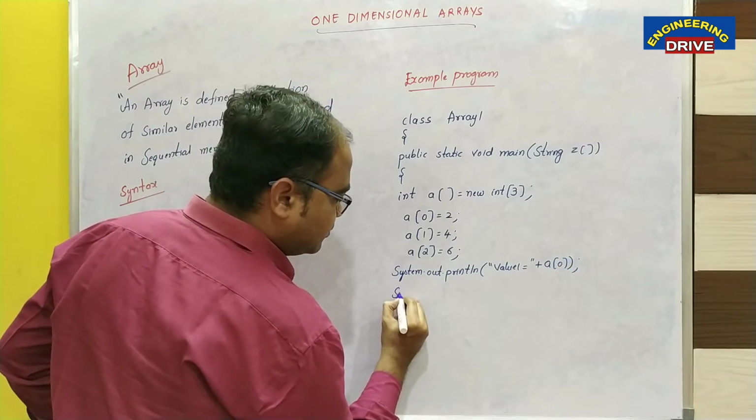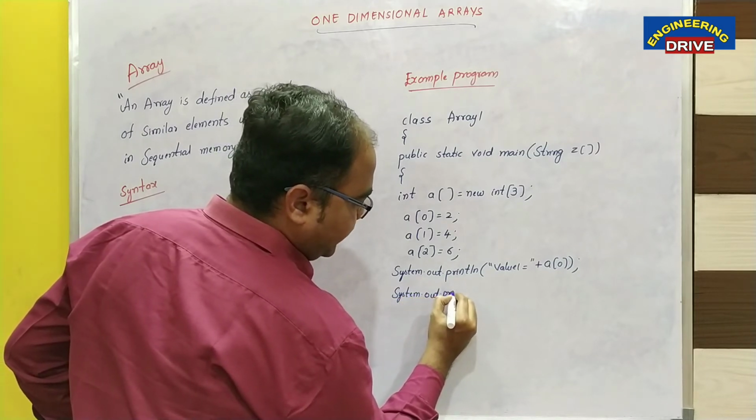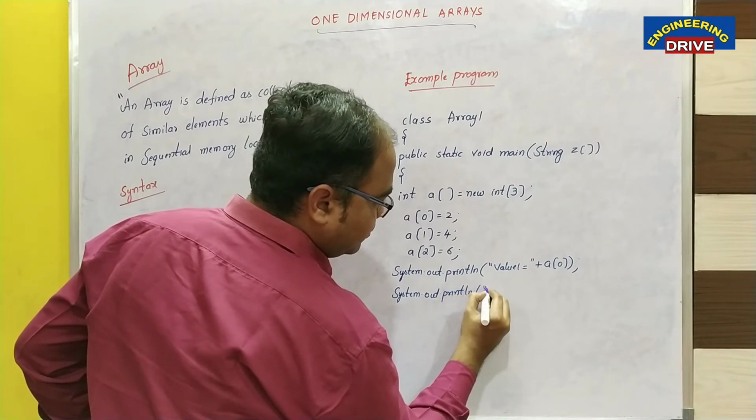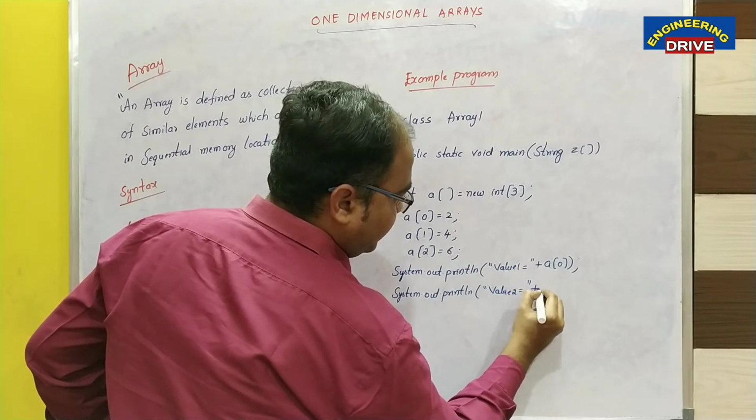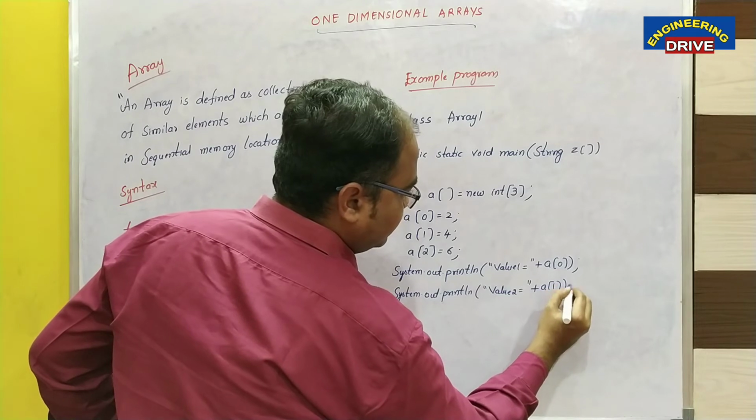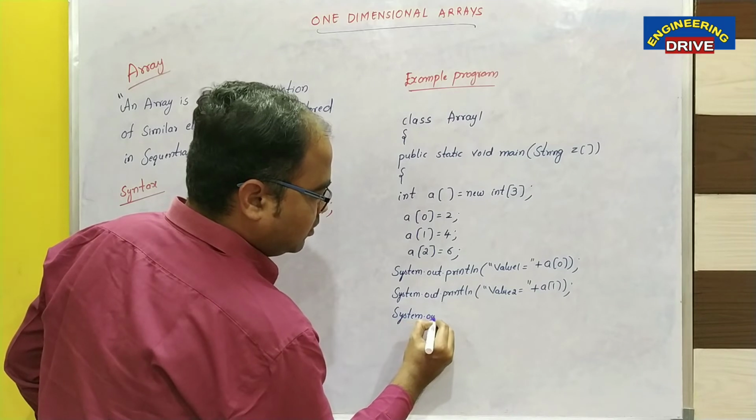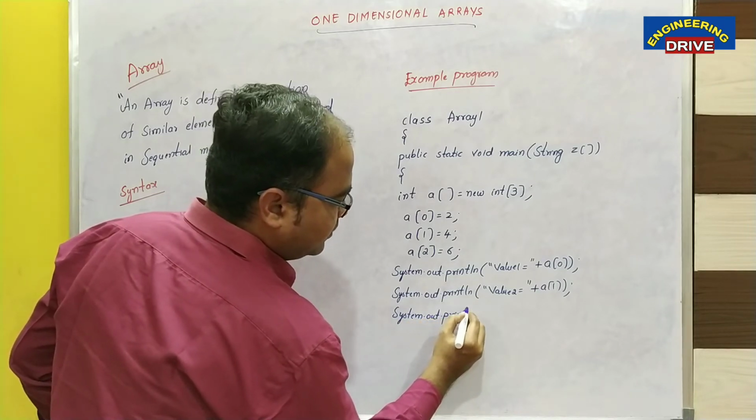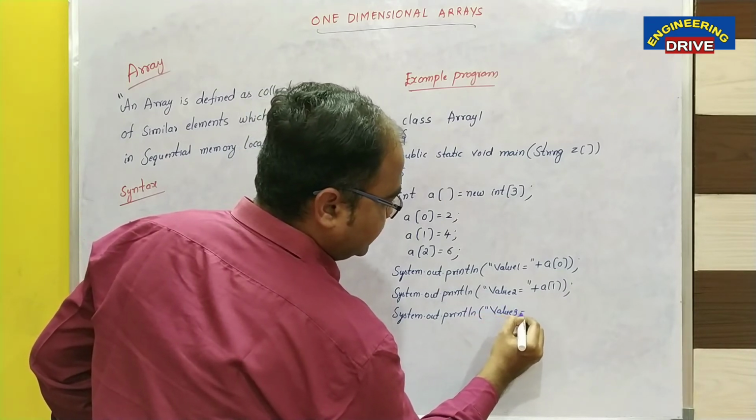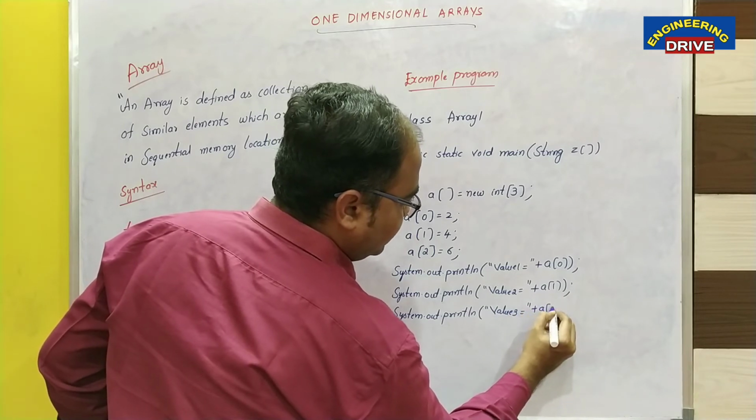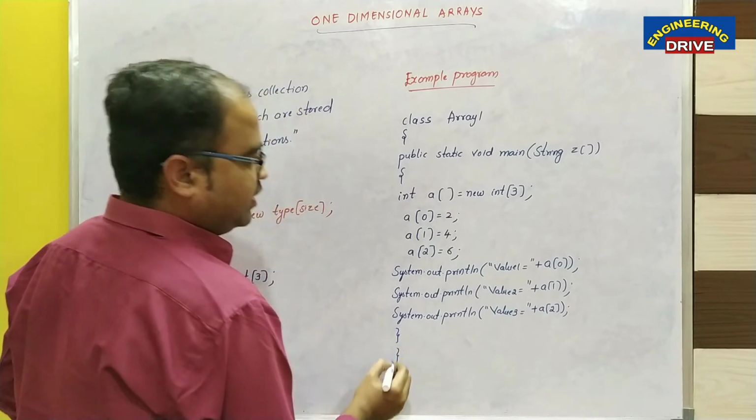Okay. Next, System.out.println("value 2 is equal to " + a[1]). Next, the last one, System.out.println, the last value, number 3 of the array: "value 3 is equal to " + a[2]. Okay, next close the main method and close the class.